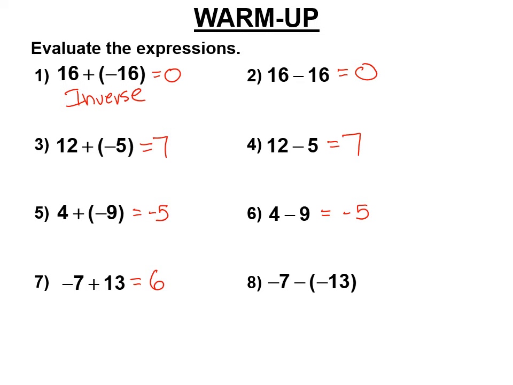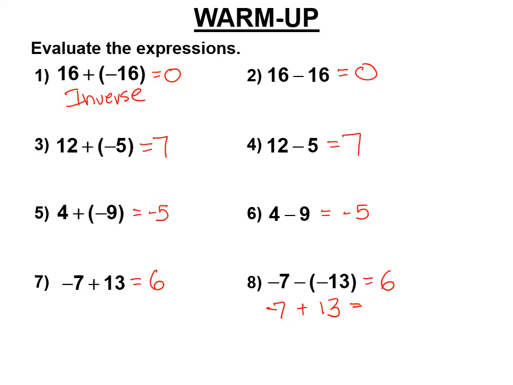Now, number 8 is what we're doing today, as well as number 6. And so what is negative 7 minus negative 13? Well, negative 7 minus negative 13 is the same as adding positive 13. It's called adding the opposite. And so number 7 and 8 also have the same answer, 6. It turns out that subtraction and adding the opposite are always the same.